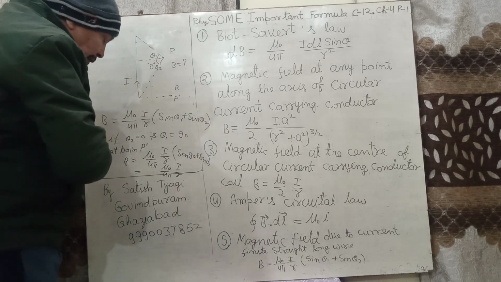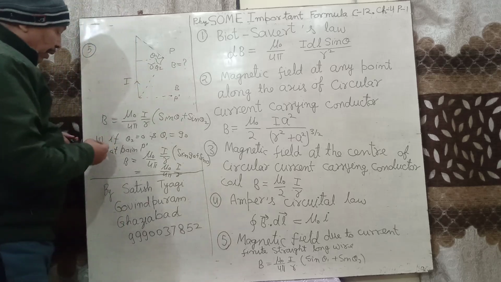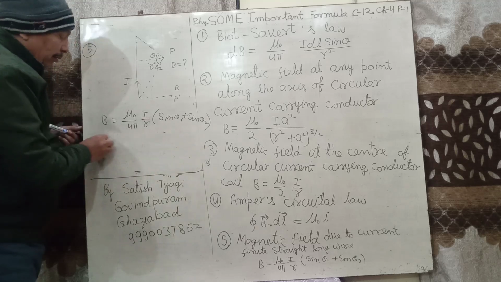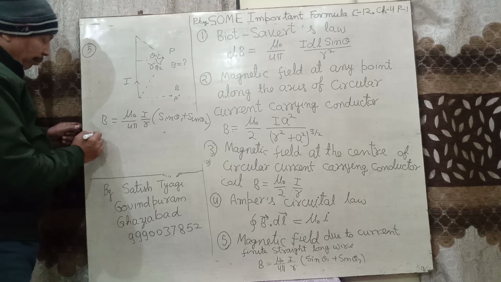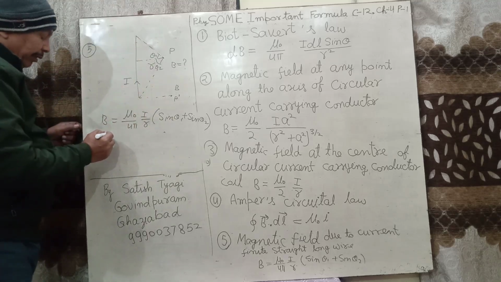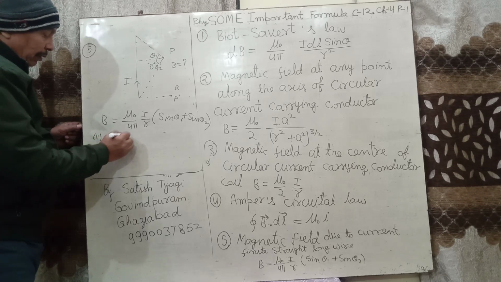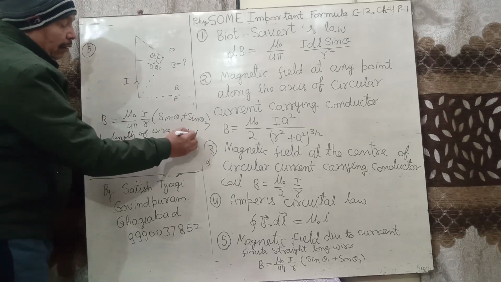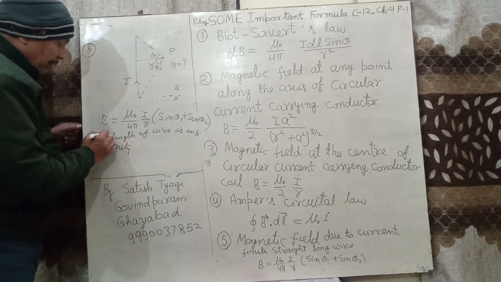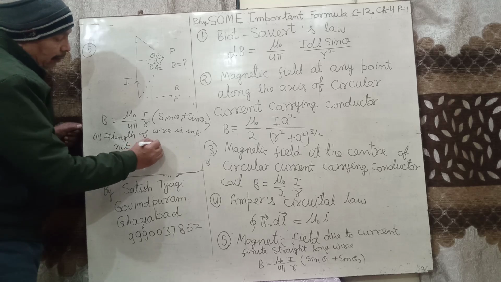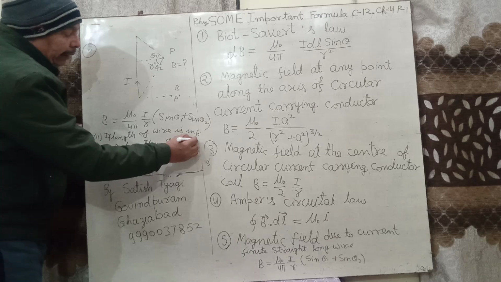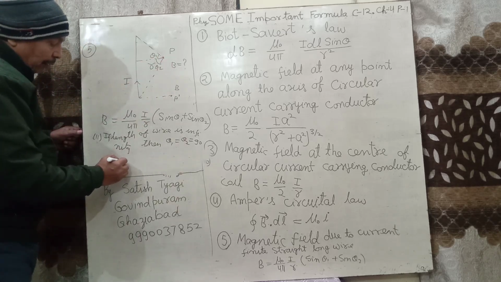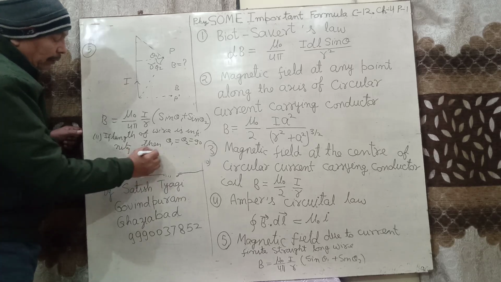Now, if the length of the wire is infinity, then the magnetic field at the point P is, if theta 1 equal to theta 2 equal to 90, we get the magnetic field at point P equal to mu 0 upon 2 pi, I upon R.